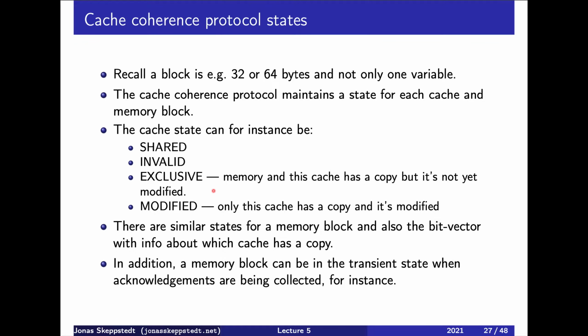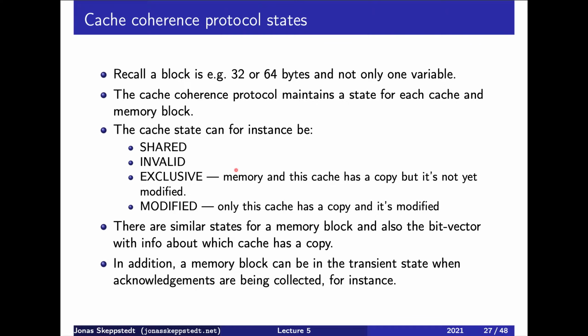Exclusive, well, that means only this cache and the memory have a copy. So it's fine to modify this cache block, since no other cache has a copy. And if it actually has modified it, then it will get the state modified. So why have 2 different? Well, when this cache block is going to be replaced and some other data is put in the cache, then if it is modified, then that cache block must be copied back to the memory. But if it's only exclusive, then there's no point in copying it, since the memory already has a copy. So it's useful to distinguish between these.